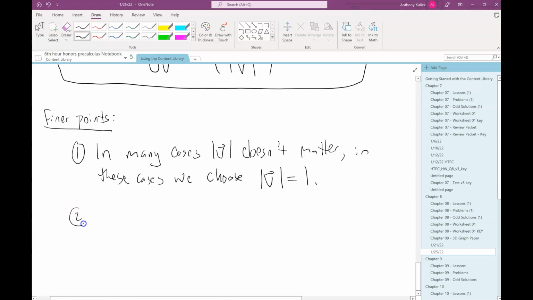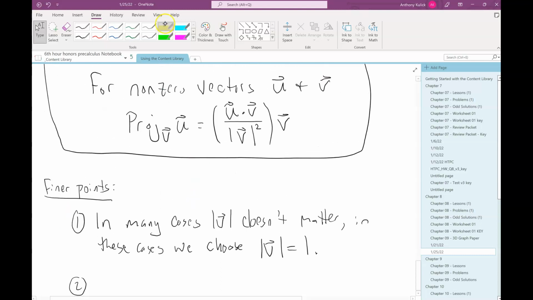The other thing to keep in mind, if we look at this piece of our projection formula, the dot product of u and v is just a scalar, right? That gives us a real number. The magnitude of v squared, just a real number. So essentially this projection is just a scalar multiplication applied to vector v. Basically what you're doing is you're scaling vector v proportionally to this vector u.